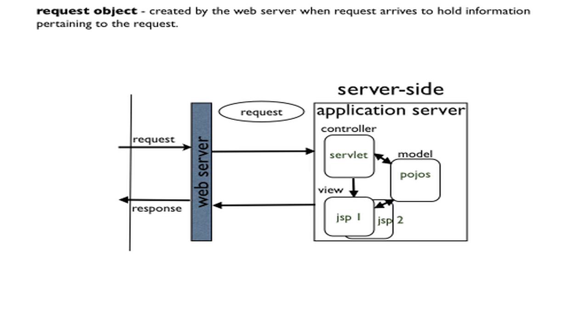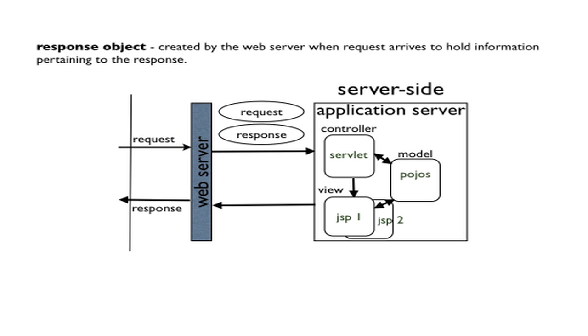As we saw before, two objects are created immediately upon receiving the request by the web server. The request object arrives holding information pertaining to the request. It's mostly used by the controller, but as we saw before, it's accessible by both the controller and the view as needed. A response object is also created. The primary responsibility for adding to the response are the JSPs in the view. But as we saw, it's also available in the controller.